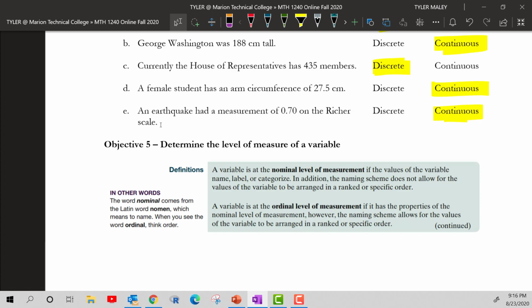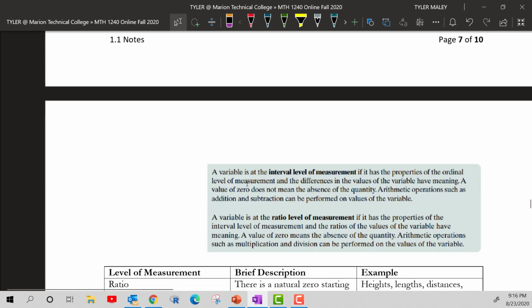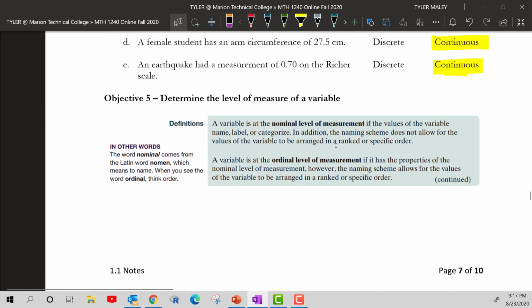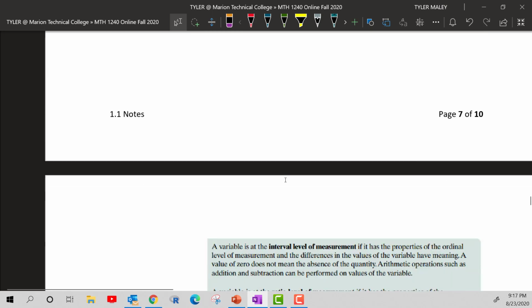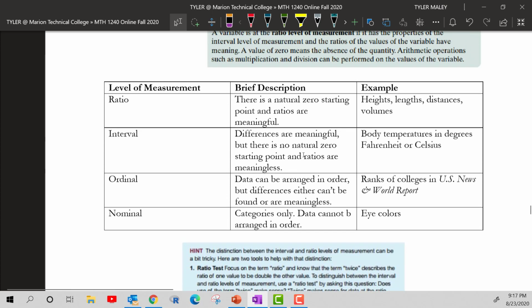All right. So then the last objective in this section is determining what's called the level of measure of a variable, right? So there are 4 levels of measure. We have a nominal level of measure, an ordinal level of measure, an interval level of measure, and also a ratio level of measure, right? So I'll let you pause the video and read over those 4 definitions. And then I'll come down here and go over this table that I made. This table gives a brief description and also some examples of those.